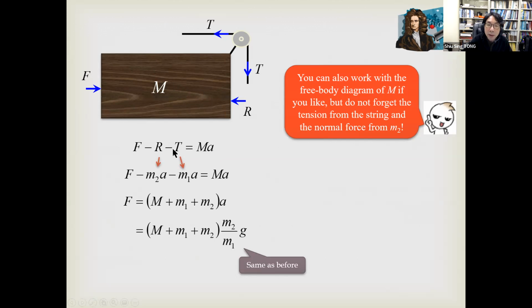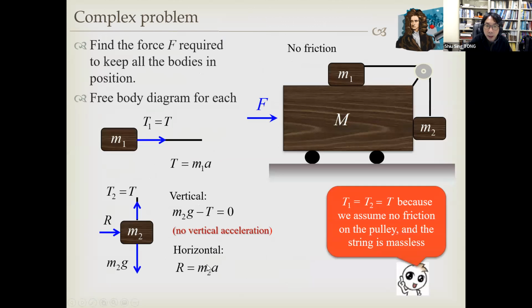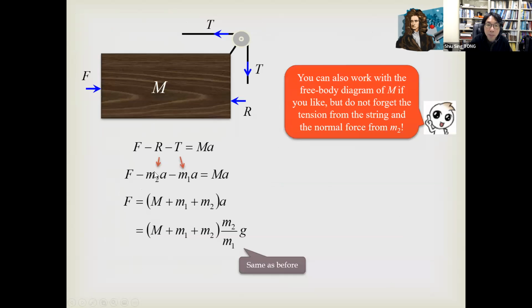But I know R and T as before. R is given by M2A and T is given by M1A, right? So I put back R and T into this equation. And when I move these 2 terms to the right, I get the same equation as before. And after inserting A as M2 over M1 times G, I get the same result.